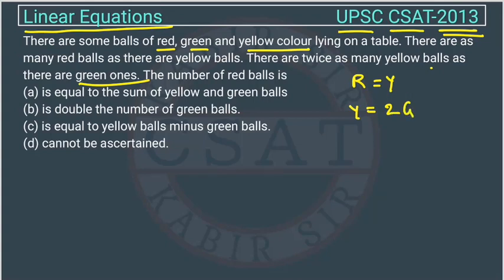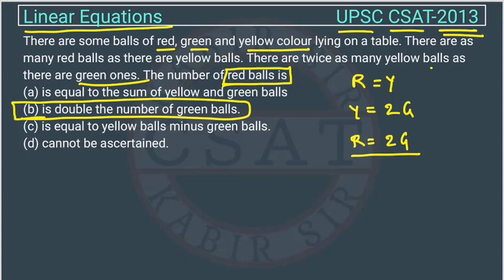So the question is asking about the number of red balls. Red ball is equal to yellow ball, so red ball will also be equal to double of green ball. So the option is double the number of green balls. So option B is the correct answer.